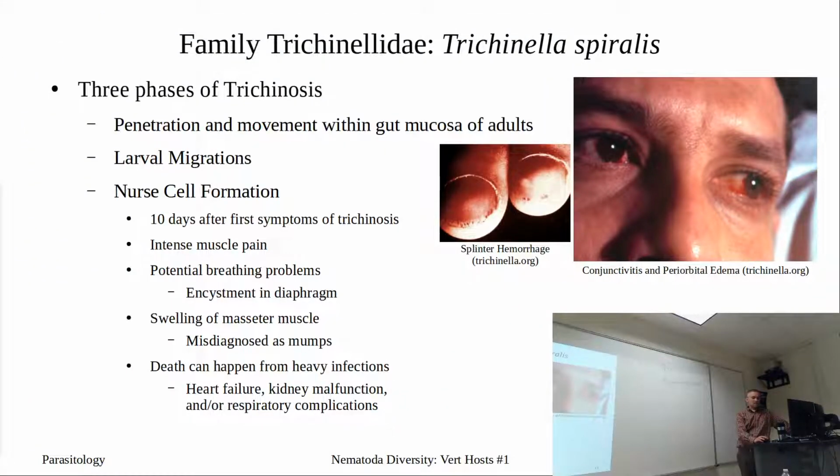Other is this conjunctivitis and periorbital edema. These are the worms that have kind of busted out the capillaries around the eye, causing swelling and inflammation. So you get swelling around your eye. It looks reddish, and there are several pictures that you can find on the internet. These were both pulled from trichinella.org, an actual website dedicated to trichinella.